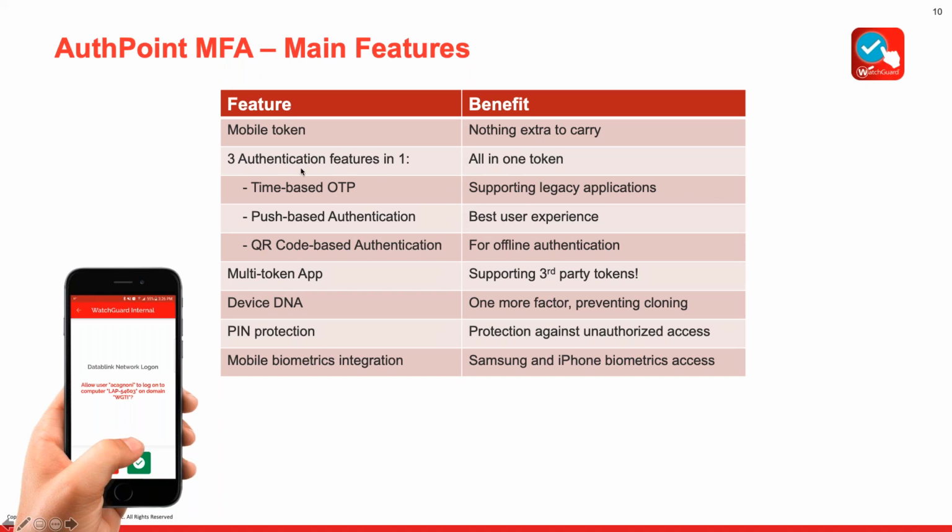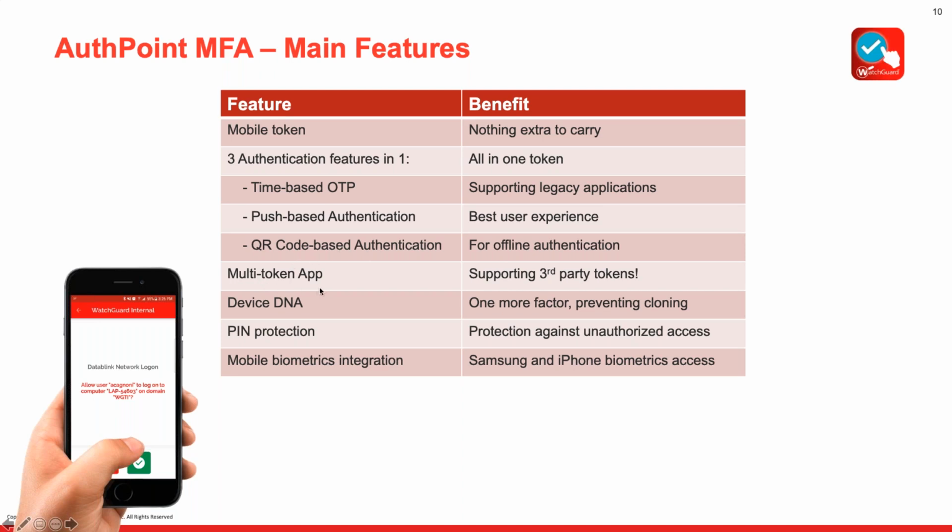With the AuthPoint app, we have 3 authentication features in one. So all in one token, we have a time-based one-time password. That's going to be typical to what you've seen with key rings, one-time passwords. We also have push-based authentication. This is going to be for the best user experience and the most secure because this is happening over a 443 channel. And then a lot of people question, well, what happens if we have a computer that's offline, right? I used to travel a fair amount for work. What happens if I was 40,000 feet in the air trying to log into my desktop? We have our QR code-based authentication through here as well.